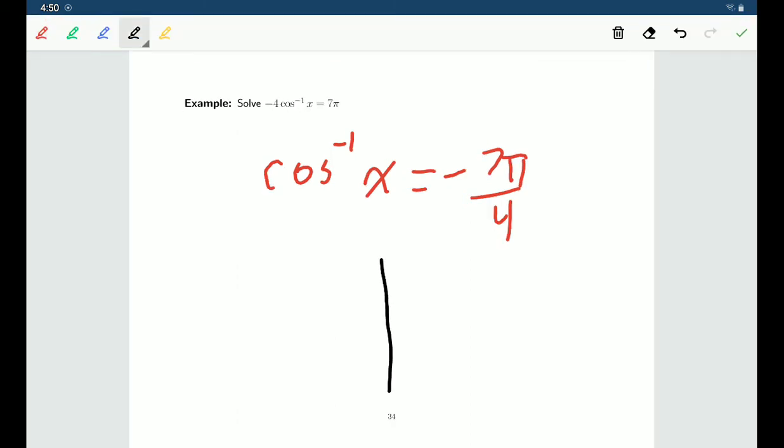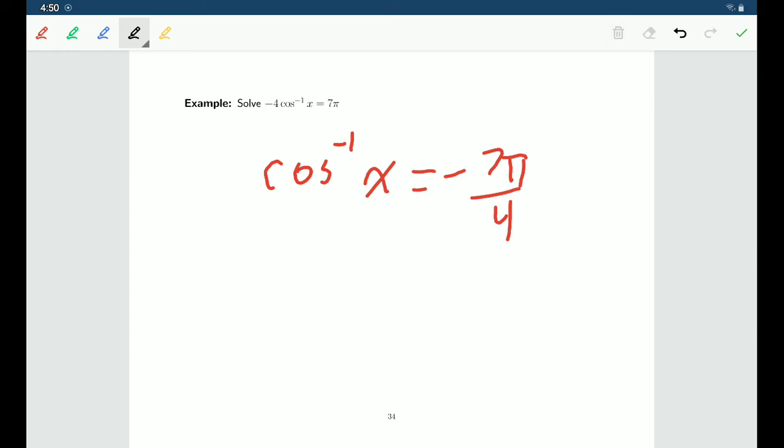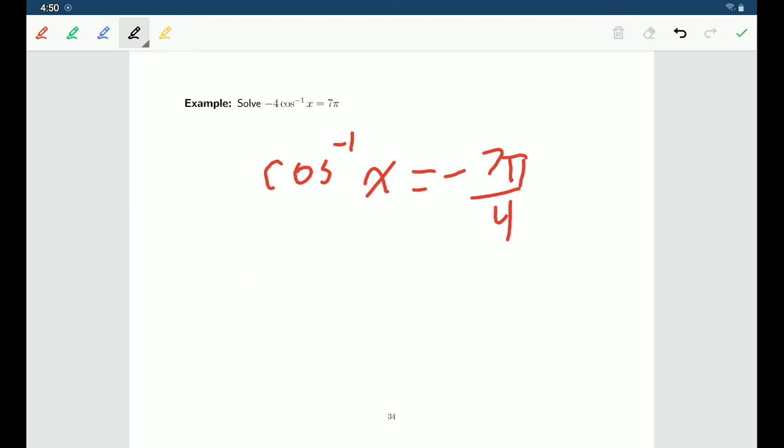Remember that for cosine inverse, we had cosine restricted to quadrants 1 and quadrant 2. The restricted domain from cosine was between 0 and pi, so the range for cosine inverse will be between 0 and pi. So we have a problem here. This is not inside that interval from 0 to pi. And so since it's not in the range of cosine inverse, remember cosine inverse will only give you output values in quadrant 1 and quadrant 2. That's not a number that's in quadrant 1 or quadrant 2, so too bad for us. There is no solution to this equation.